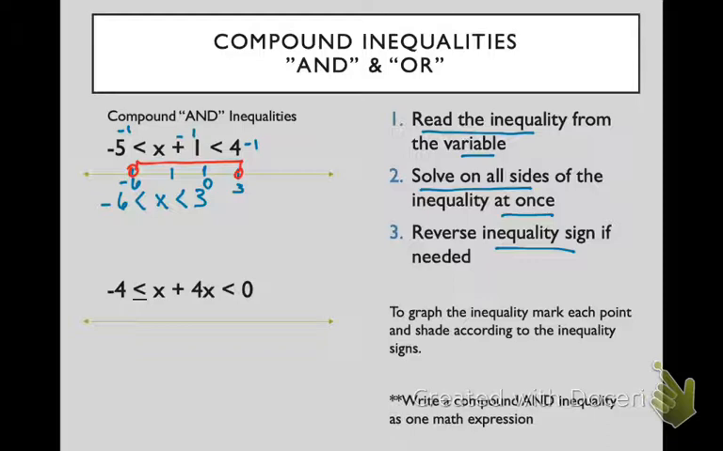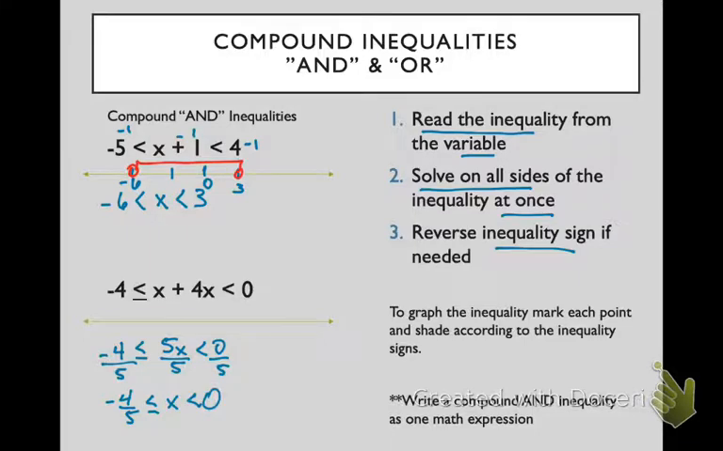The first thing we need to do in the middle is we need to add those x's together. So 1 plus 4 is 5x. Now we need to divide by 5. And we do that on all sides. So we get -4/5 is less than or equal to some quantity which is less than 0.